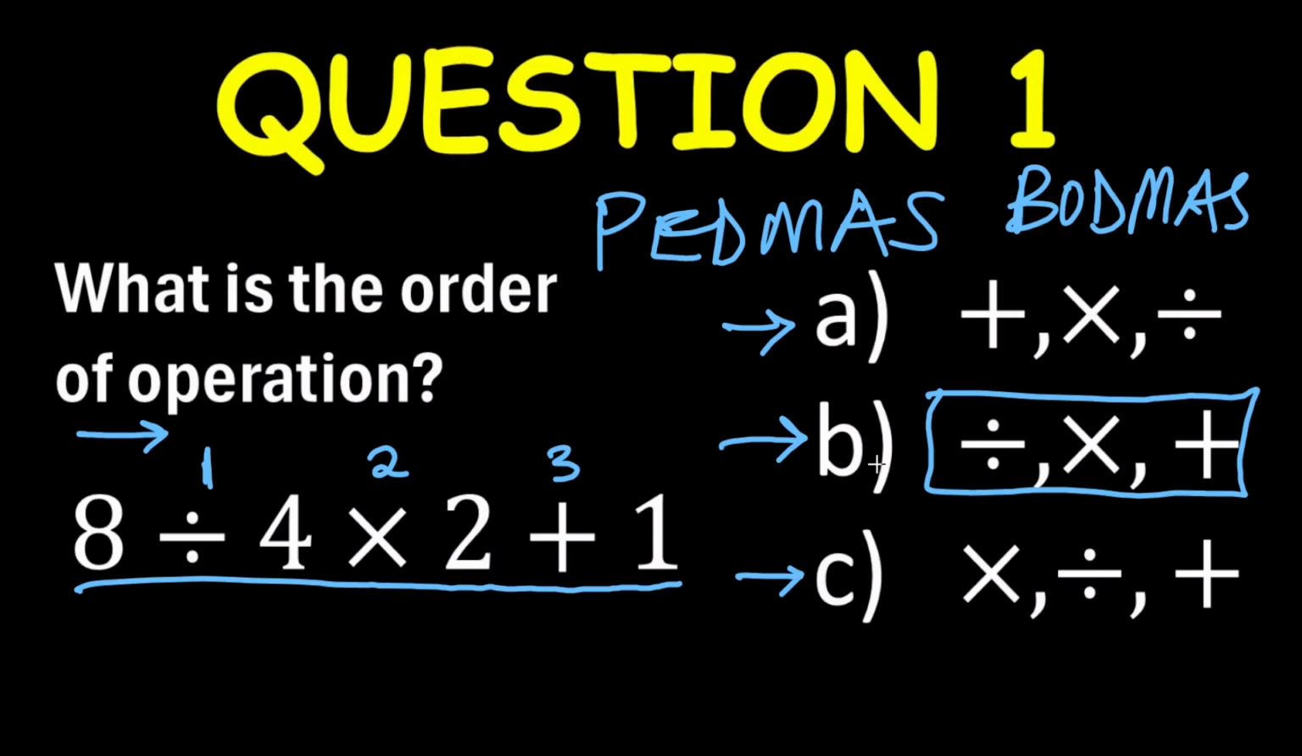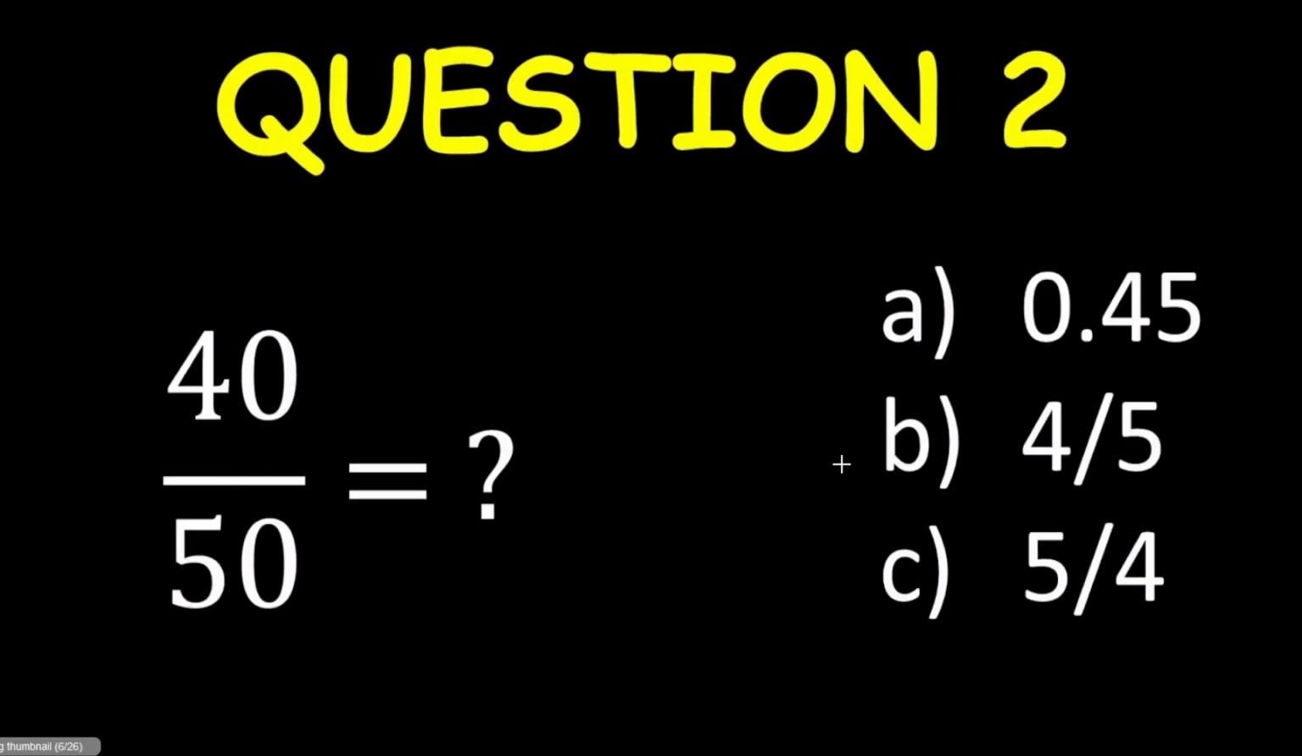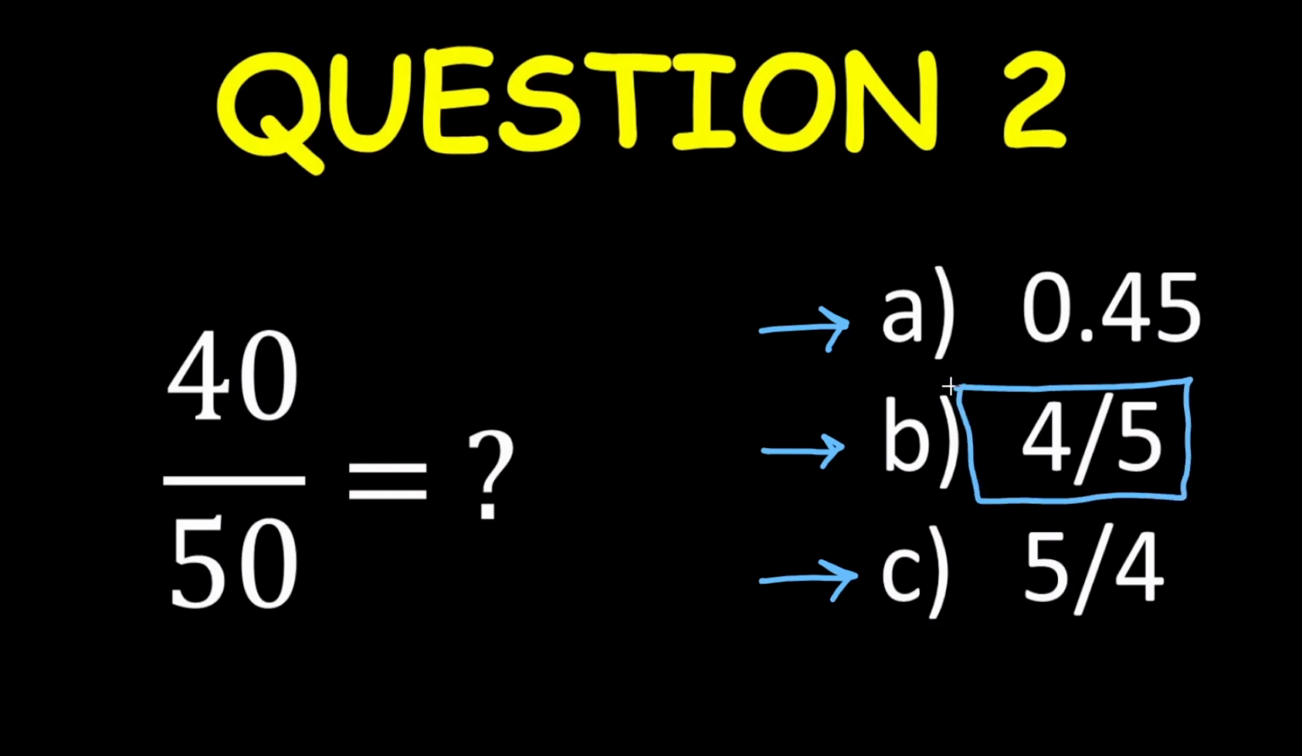So let's move to the next question. We have 40 divided by 50. Option A is 0.45, B is 4/5, and C is 5/4. So the correct answer is 4/5. So let's look at why it is so.